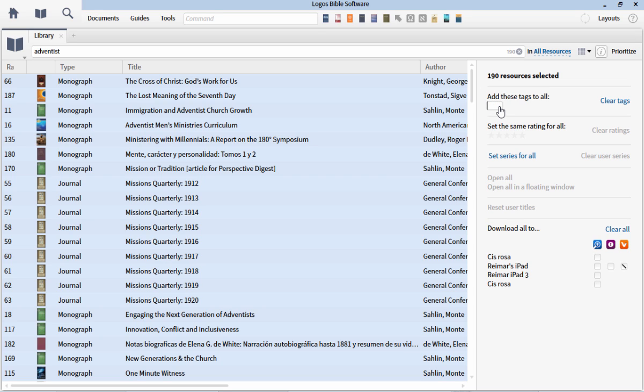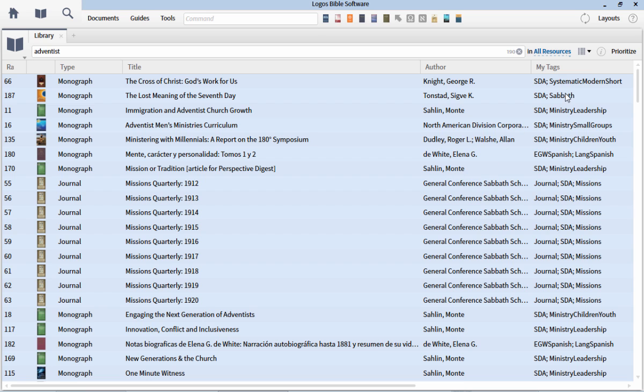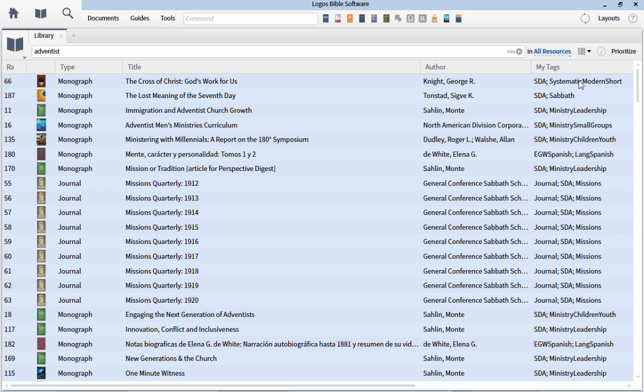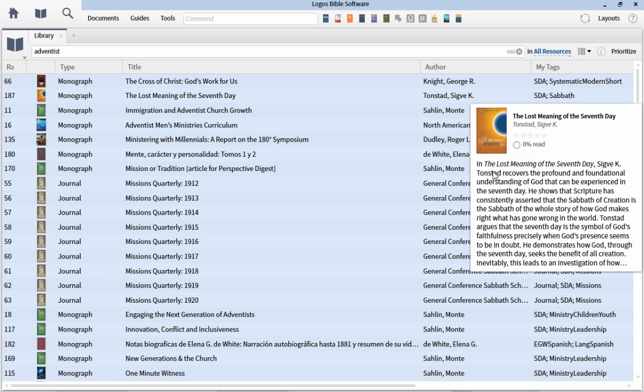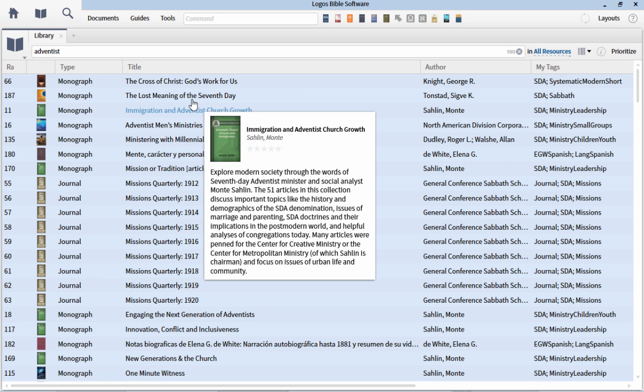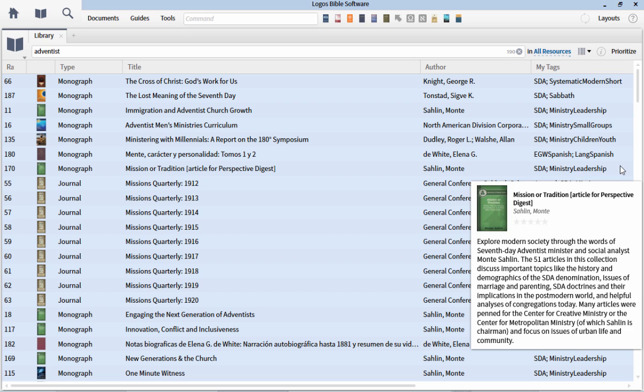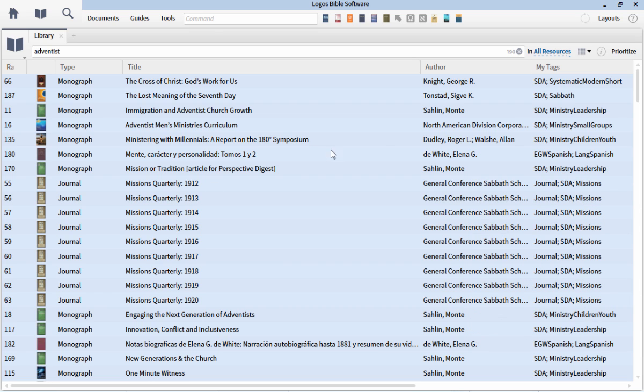Alright, so go ahead and go through the different books you have in your library. Give them different tags. You see I have tagged books as SDA, Systematic Modern Short. This is a short book on systematic theology. Some books on Sabbath I've tagged as Sabbath, like Sigve Tonstad's book, The Lost Meaning of the Seventh Day. A lot of you have that if you have the SDA Silver package. Ministry Leadership, and so on and so on. I've gone through all my books and tagged them.